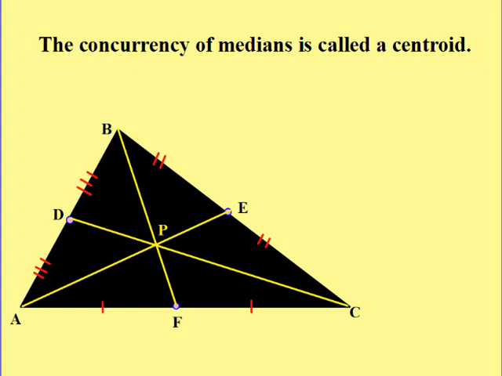Now this is the part that we've already talked about. The concurrency of medians is called a centroid, and that's this point P right here in the middle. There it is. And that's the centroid.